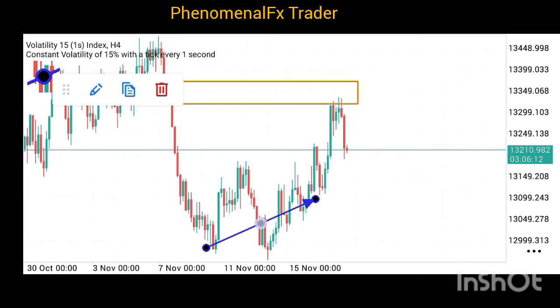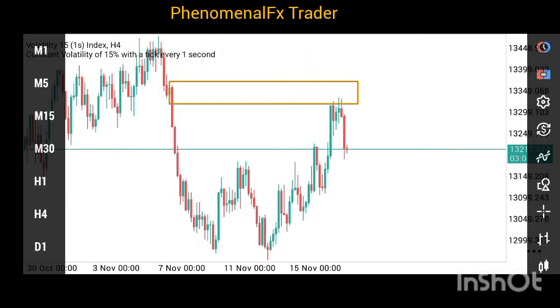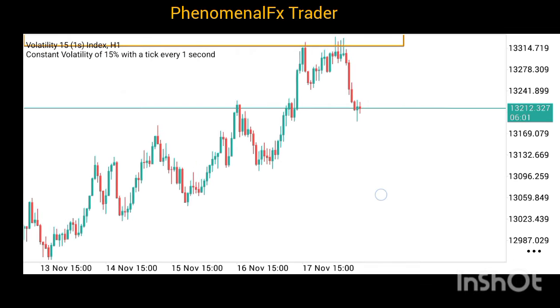If we are considering the market structure entry style, there is no entry yet until this internal lower high is taken. All right, then we think of taking the sell. But you can still go down to the 1 hourly time frame to look at more structures.